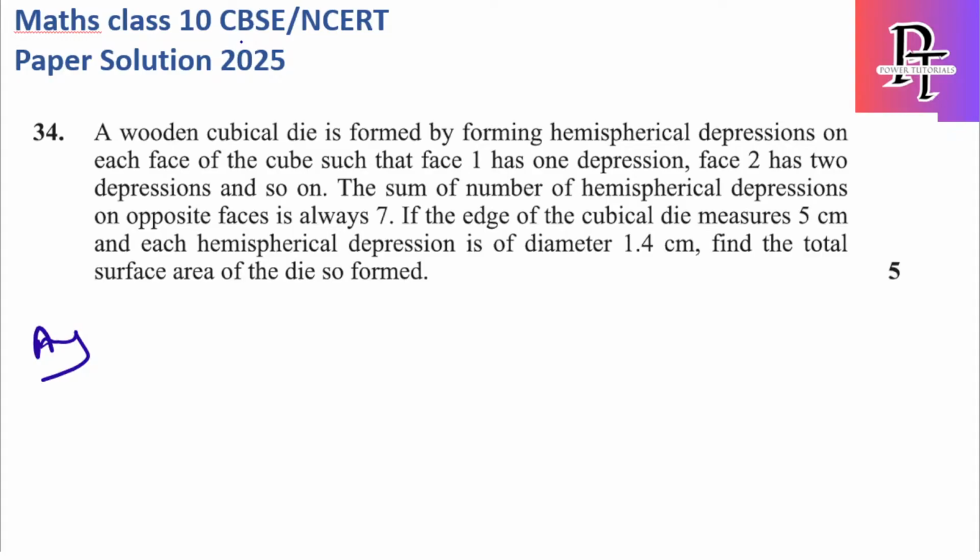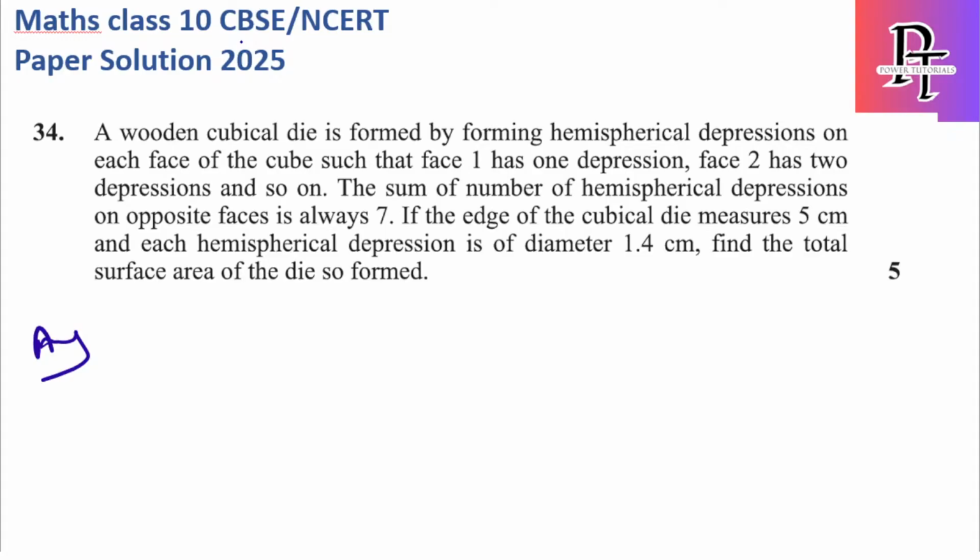They are saying that a wooden cubical die is formed by forming hemispherical depressions on each face of the cube such that face 1 has one depression, face 2 has 2 depressions, and so on. The sum of the number of hemispherical depressions on opposite faces is always 7. If the edge of the cubical die measures 5 centimeters and each hemispherical depression has a diameter of 1.4 centimeters, find the total surface area of the die.